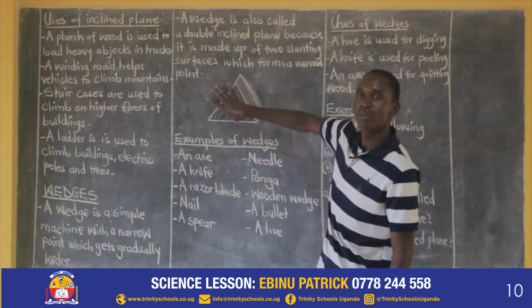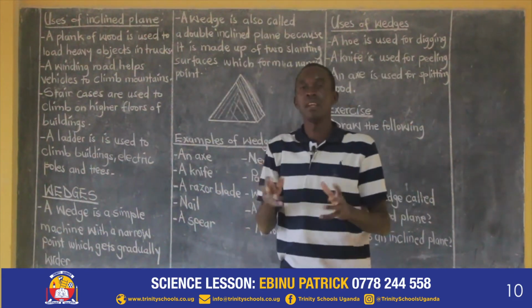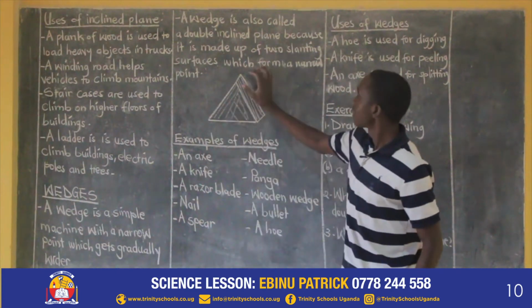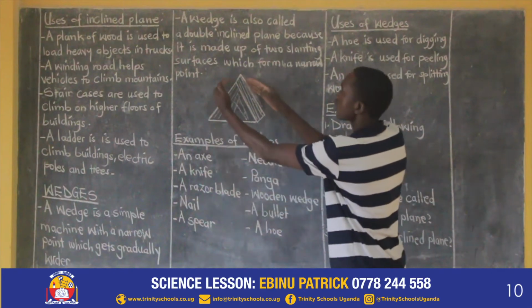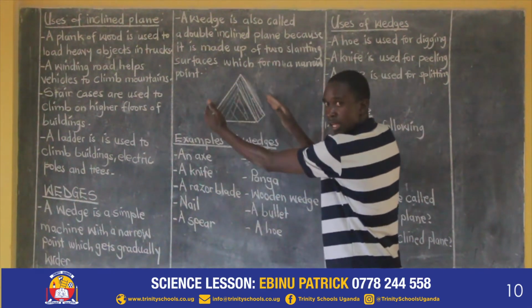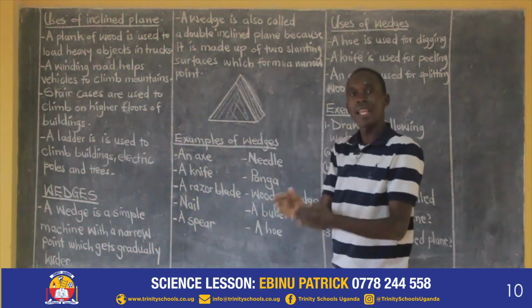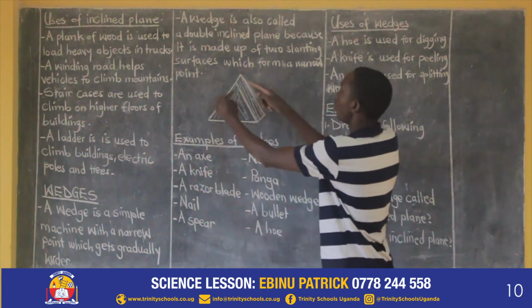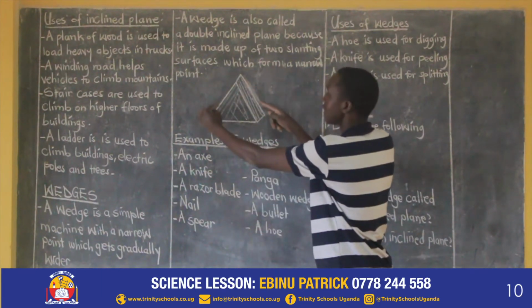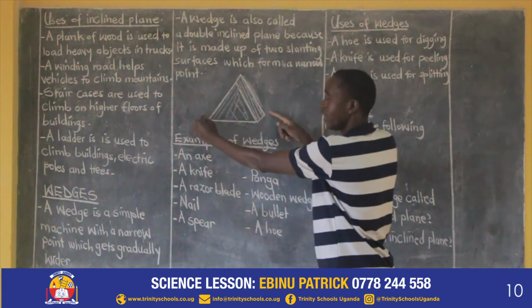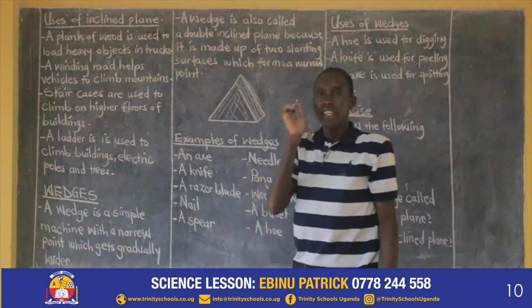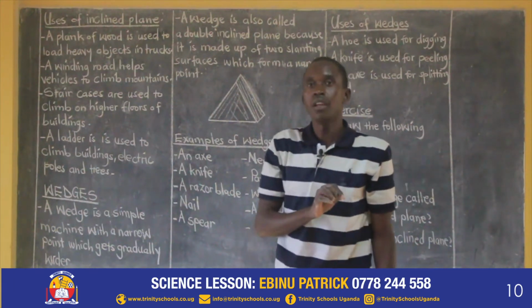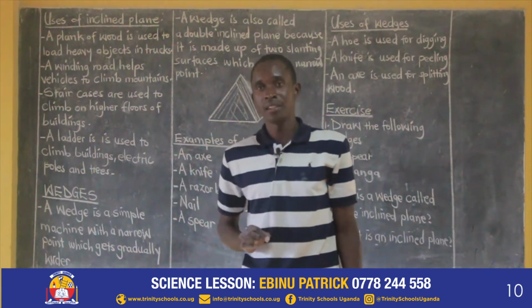Now, for this group of simple machines, we have here a diagram that is illustrating what we mean by the word wedge. A simple machine with a sharp point, a sharp end, which gets gradually wider. There is one point that is sharp, and from that sharp point, it enlarges, it gets gradually wider, as we are seeing from this. Now, these wedges can also be called double inclined planes.